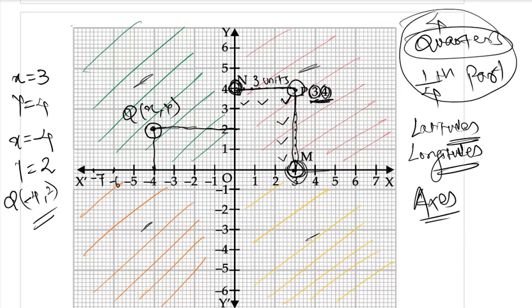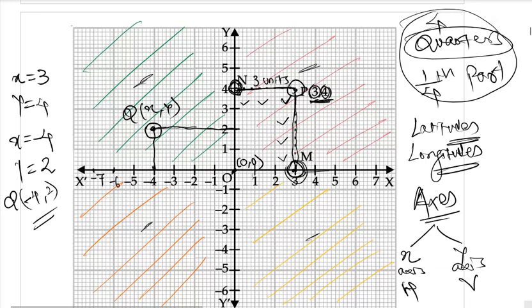axes. How many types of axes are there? X-axis and y-axis. X-axis is horizontal and y-axis is vertical. What is the point at which x-axis and y-axis intersect each other? The point is known as origin. And now the most important question: what are the coordinates of origin? How far is origin from x-axis? 0 units far. How far is origin from y-axis? 0 units far. So the coordinates of origin are 0, 0.